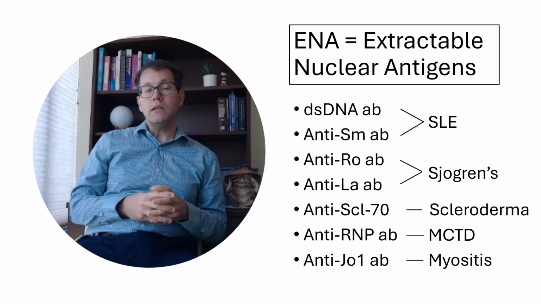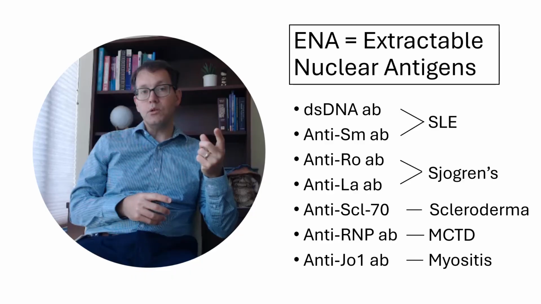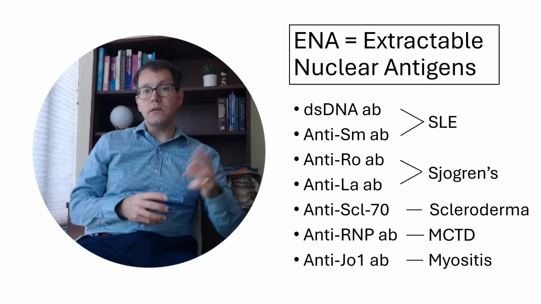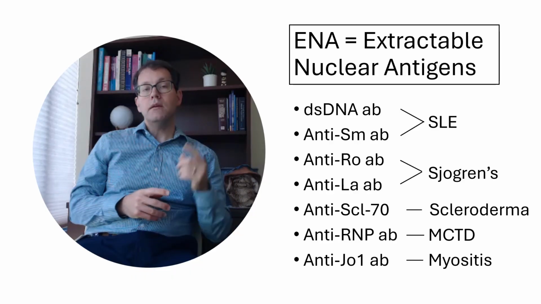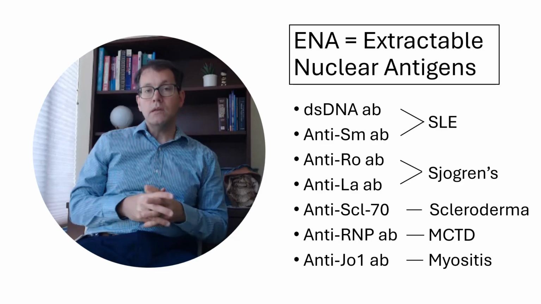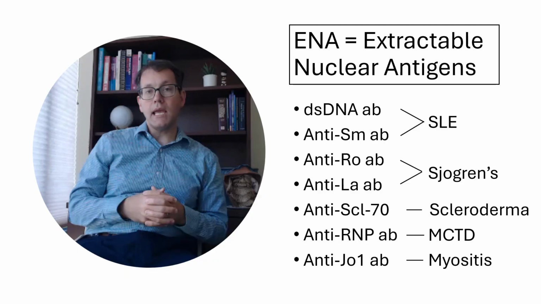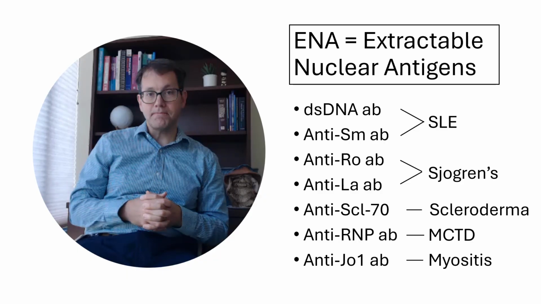You will see that there are 3 S's and 2 M's. Systemic lupus, Sjogren's, and scleroderma are the 3 S's. Mixed connective tissue disease and myositis are the 2 M's. This is an easy way to help you remember the 5 most common ANA-associated diseases.